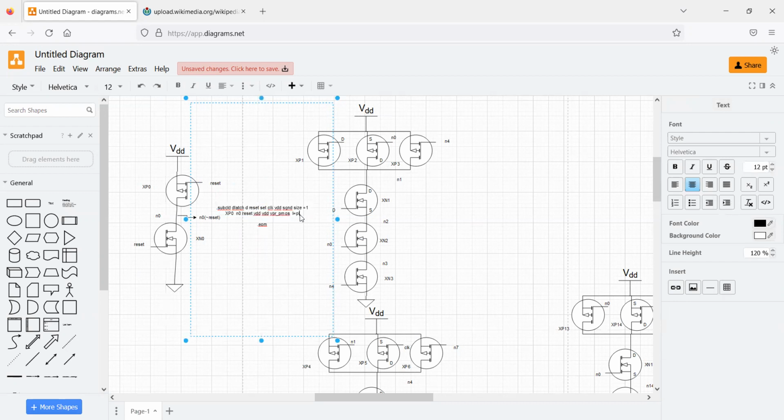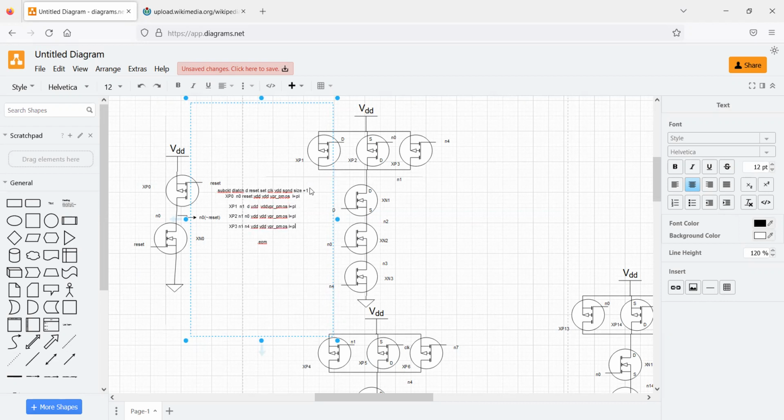Afterwards, we have XP1, XP2, and XP3. As you see, first of all, we have XP1. So XP1, we go from node 1 to D, VDD.